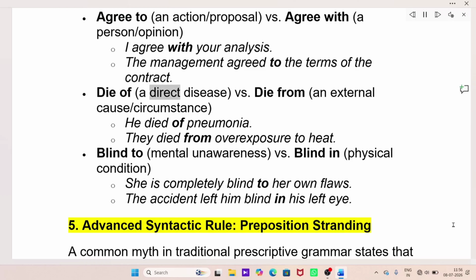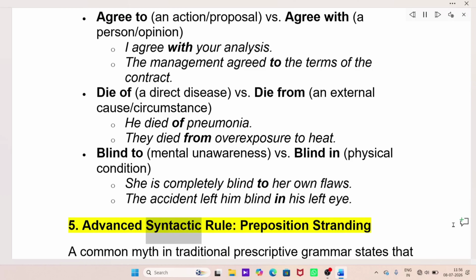Die of, a direct disease, versus die from, an external cause or circumstance. He died of pneumonia. They died from overexposure to heat. Blind to, mental unawareness, versus blind in, physical condition. She is completely blind to her own flaws. The accident left him blind in his left eye.